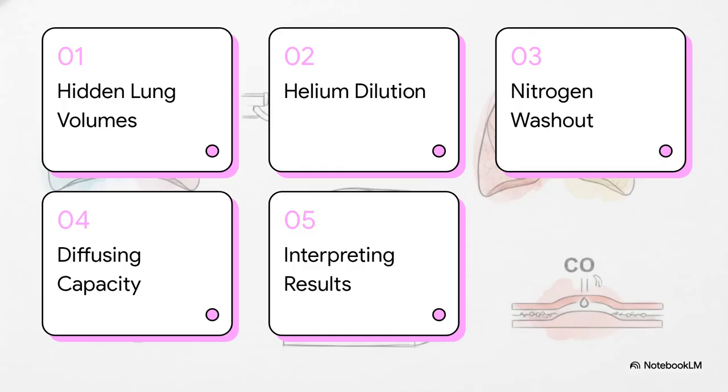To solve this little mystery, here's what we're looking at today. First, the hidden lung volumes. 2, the helium dilution technique. 3, the nitrogen washout method. 4, diffusing capacity and DLCO. And 5, interpreting the results.